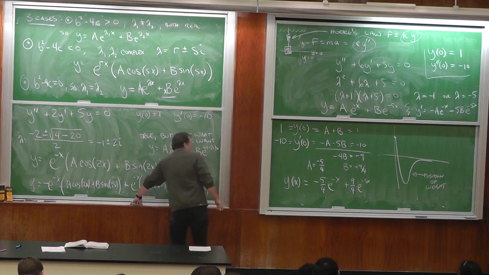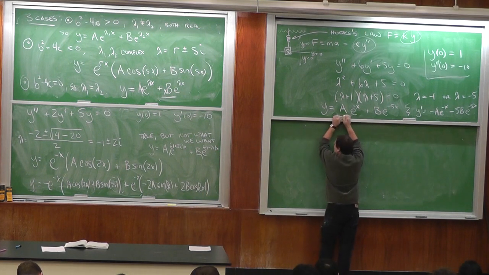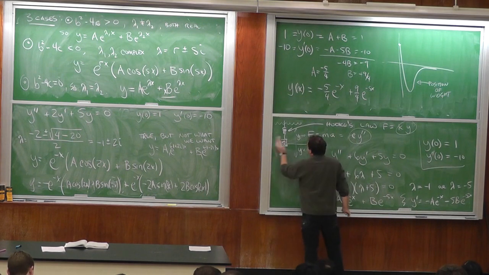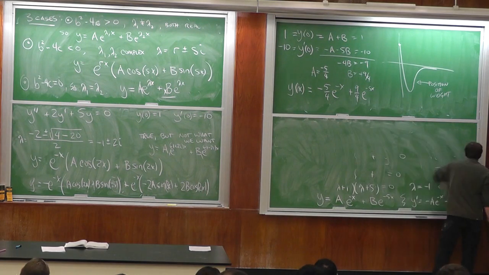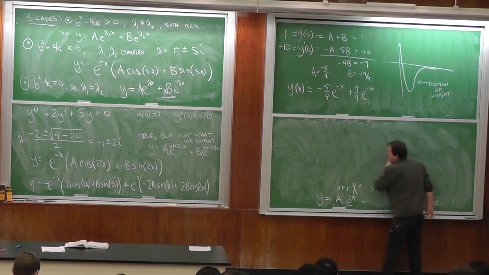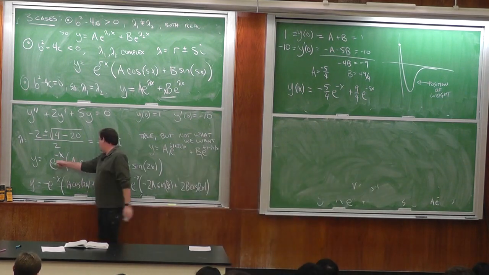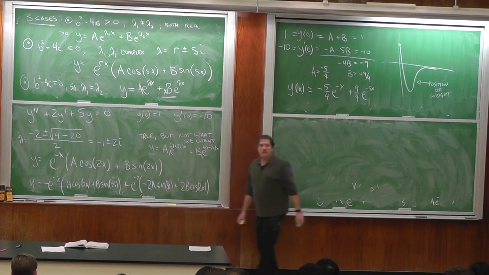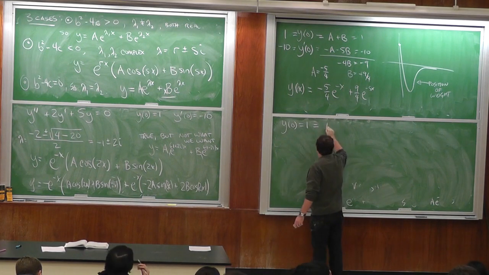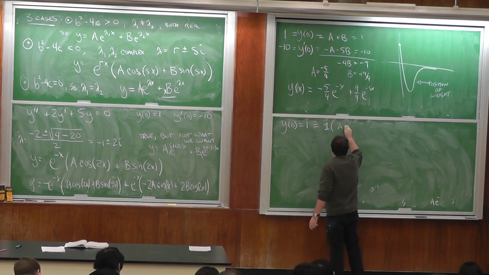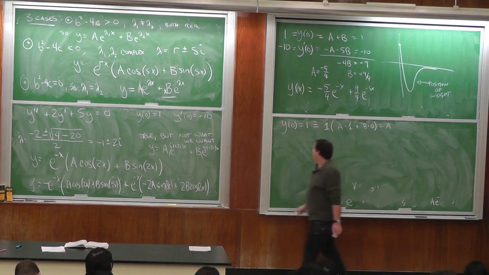Okay? So now I'm going to solve y of 0 is 1. When I plug in 0 for x, this becomes a 1, this becomes a 1, this becomes a 0. So that means a is 1. Let me just emphasize it. It's 1 times A times 1 plus B times 0, which is A. So A is 1.